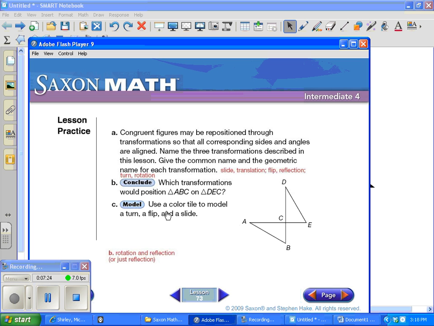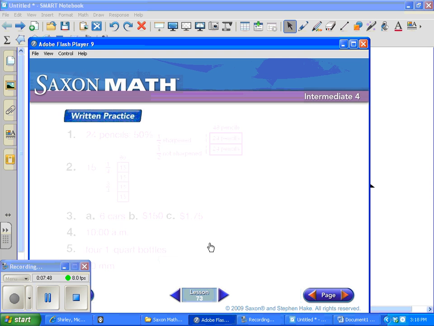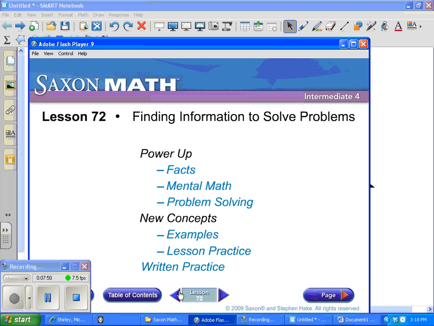Now let's look at C. It says use a color tile to model a turn, a flip, and a slide. So you can actually do that and practice a little bit yourself. I've got some pattern blocks that you can try some different shapes, and I want you to try a slide, a translation, a flip or a reflection, and a turn or rotation. Okay, let's go back now.